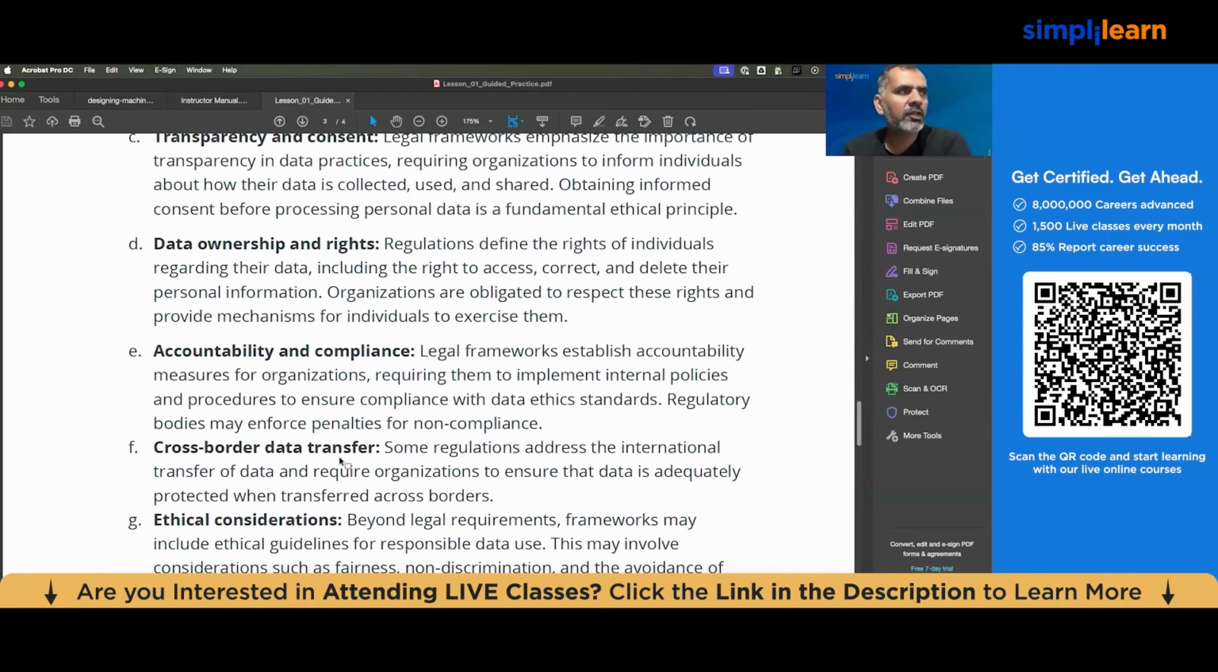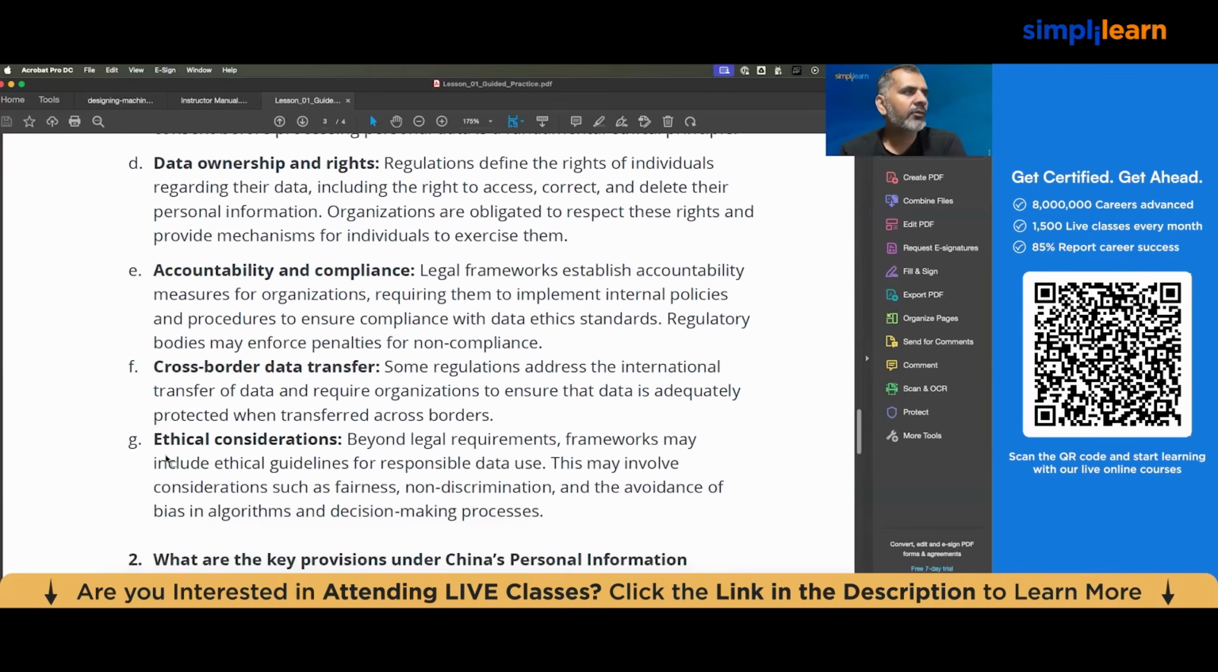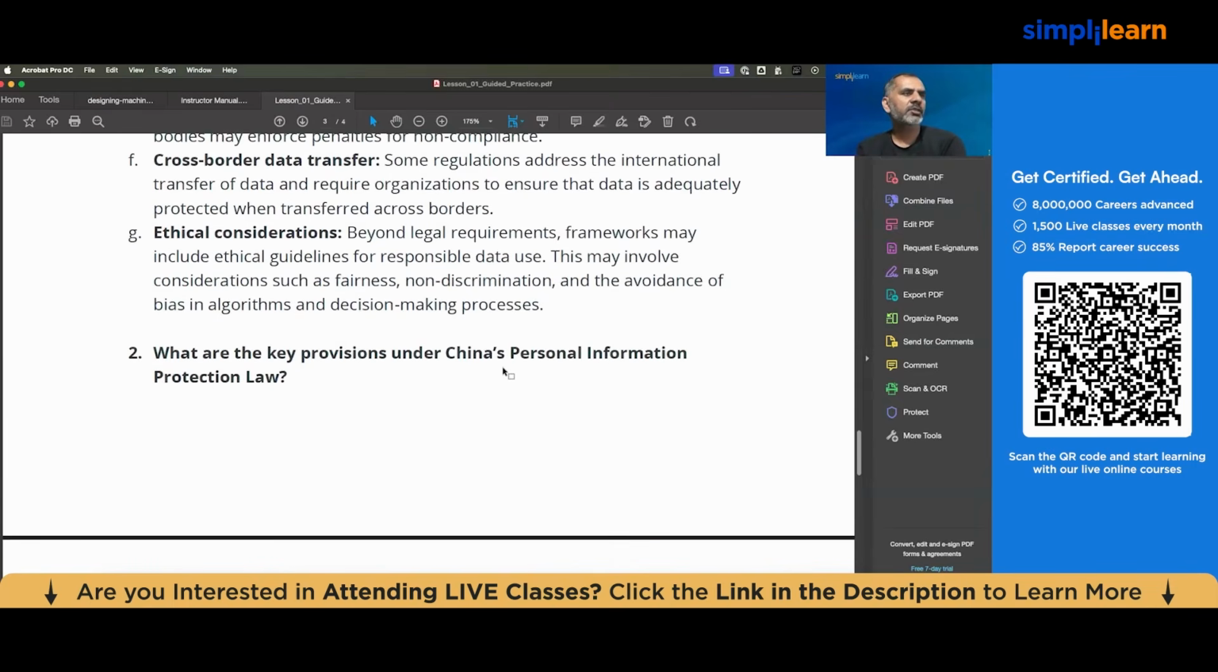If it is a cross-border data transfer, then obviously some more regulations need to be introduced, and this is something we discussed. And finally, the ethical consideration, we talked about that. Beyond the legal requirements and frameworks, this may also involve fairness and non-discrimination. This is something you cannot define very firmly, because there are areas where the rules cannot be defined very mathematically. So you always have to come up with your ethical sense of what is right and what is wrong, guys.